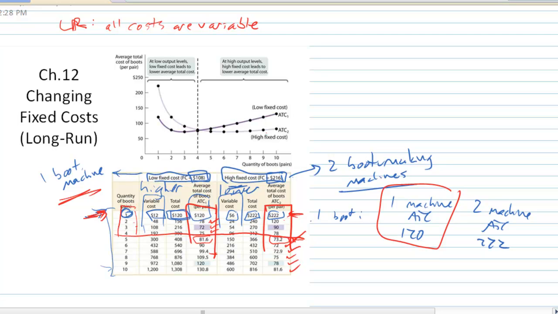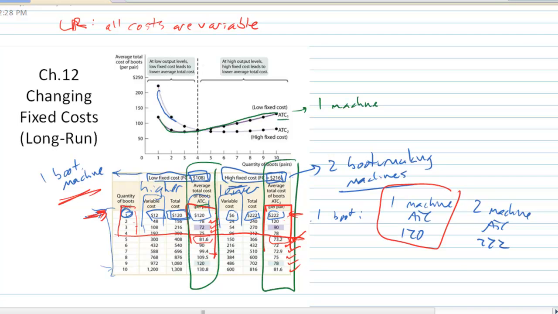Okay, we can also see that graphically if we graph both of these average total cost curves, this one and this one. Sorry, it's getting pretty messy. This one we call ATC1, and here it is, the low fixed cost, the 1 machine graph of average total cost. And over here we have the other column, the 2 machines average total cost.